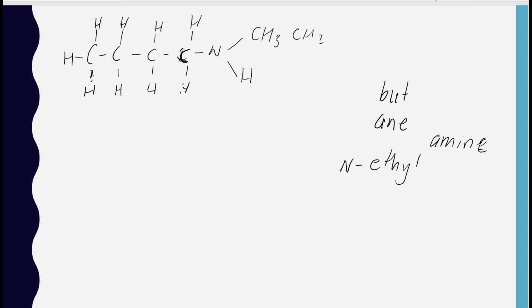So naming our ethyl group, we have got our N-ethyl, and then we've got our butanamine. So we've got our group attached to the nitrogen there, and here we have got our main chain with the amine group attached.